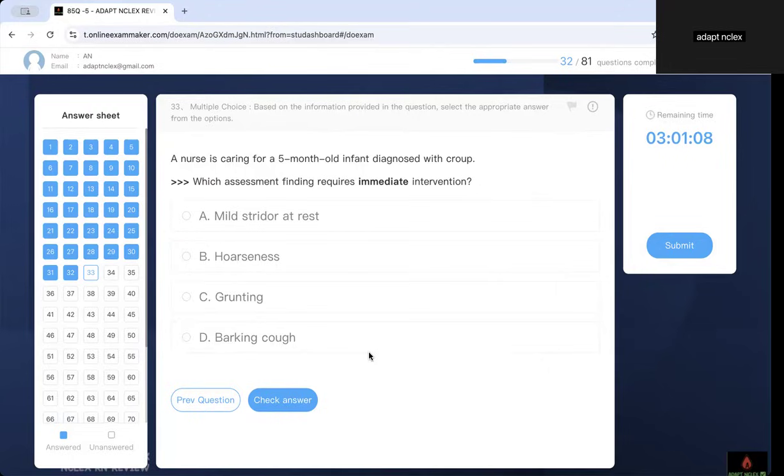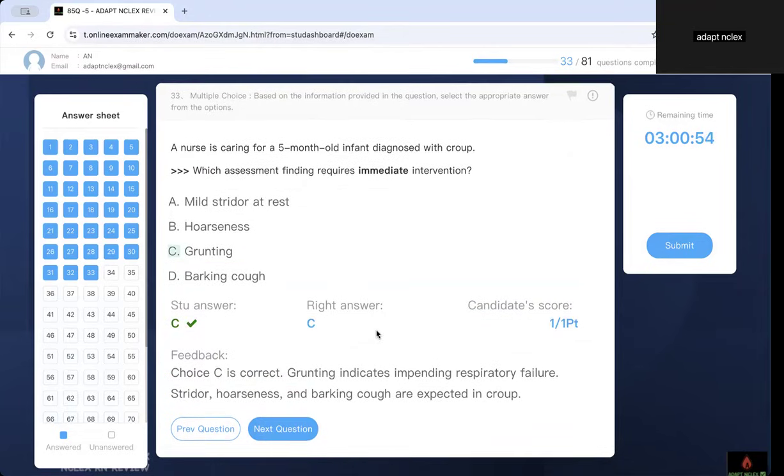This is the way you should do this kind of question. Ask yourself, what content do I know? And what is an expected finding? If it is, I ignore it, because all of these answer choices can be right. But number one is grunting. It means impending respiratory failure. That's how you master this.